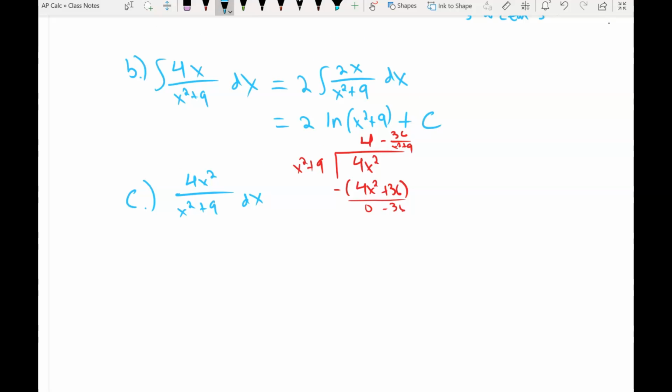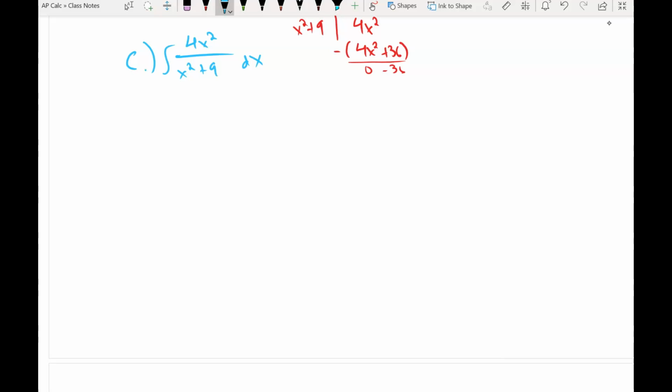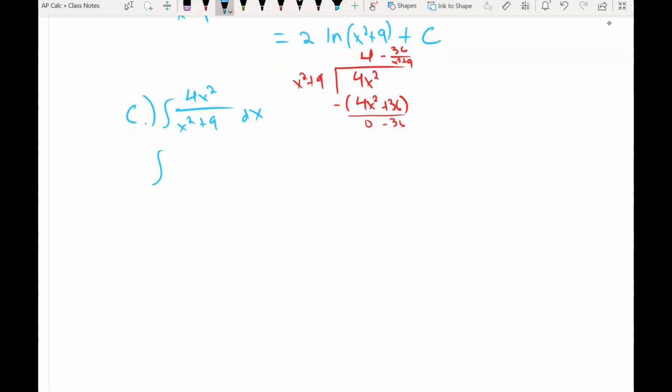And the reason we did that, you might be thinking, Mr. Wynant, this just looks like it's going to be more complicated. But the reason we do that is because now it's going to be easier to integrate this. Once we perform this long division, we know 4x squared divided by x squared plus 9 is the same as 4 minus 36 over x squared plus 9, that entire quantity dx. And now we can take it piece by piece. This is the same as the integral of 4 dx minus the integral of 36, but 36 is a constant, I can write that out front. Minus 36 times the integral of 1 over x squared plus 9 dx.